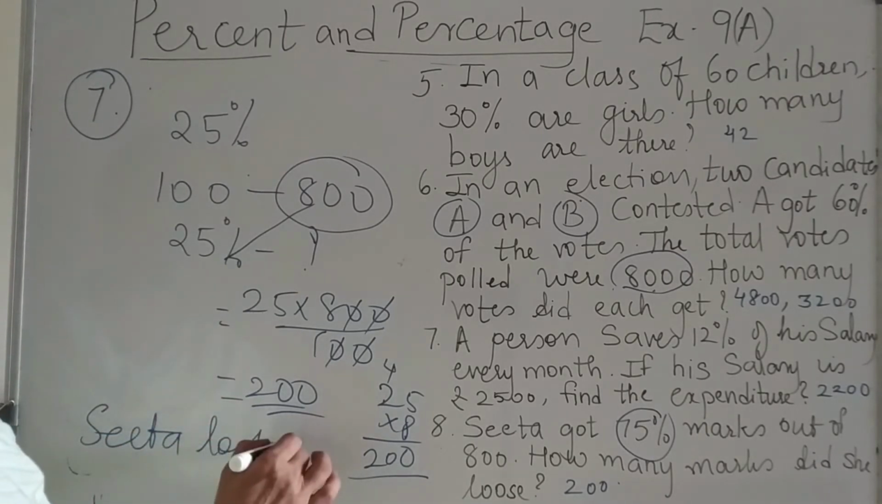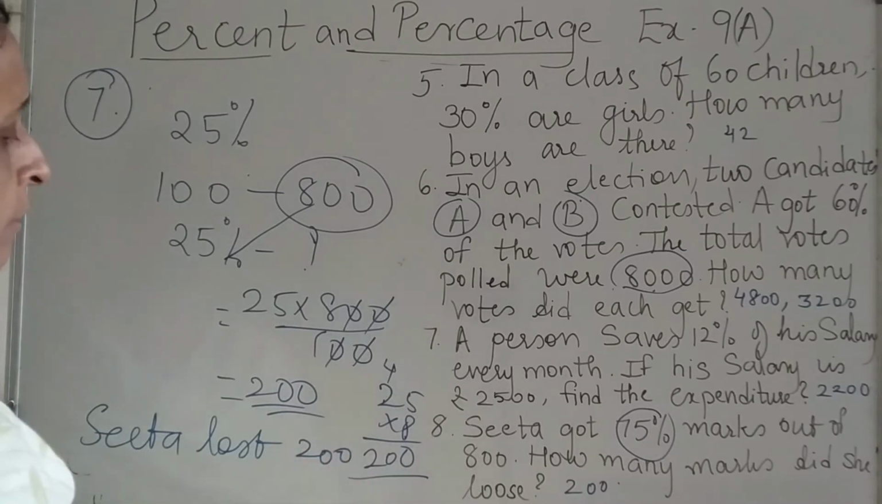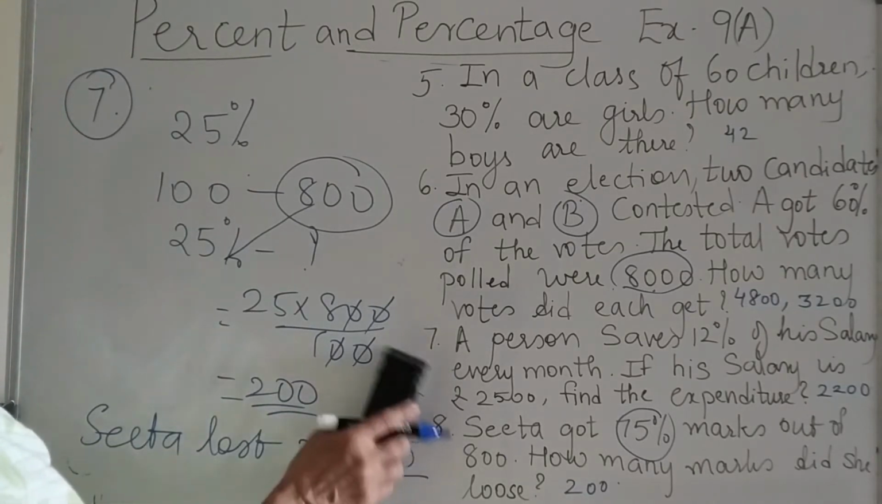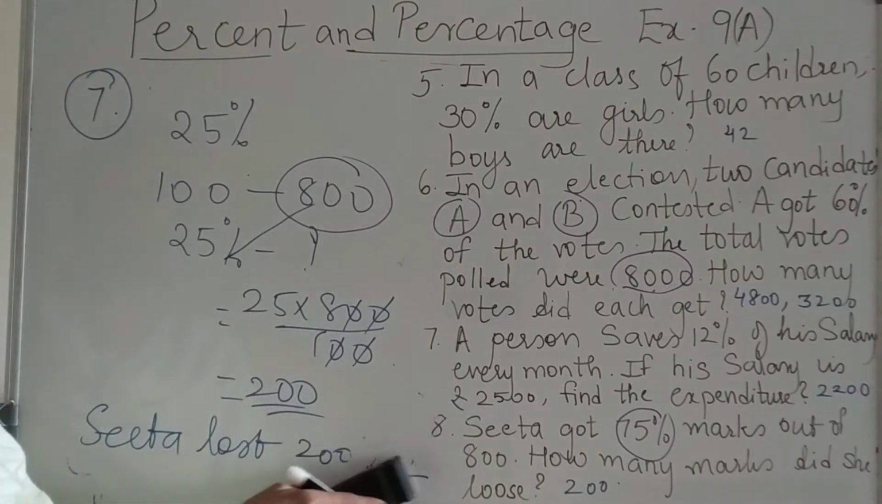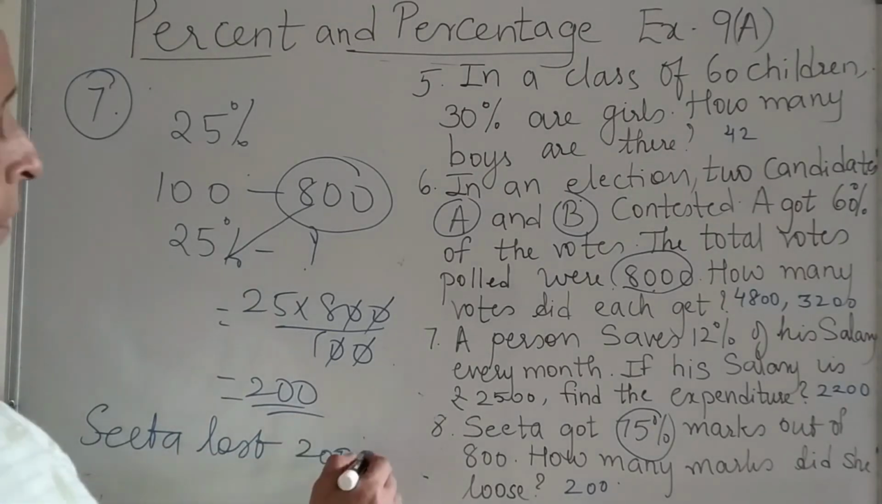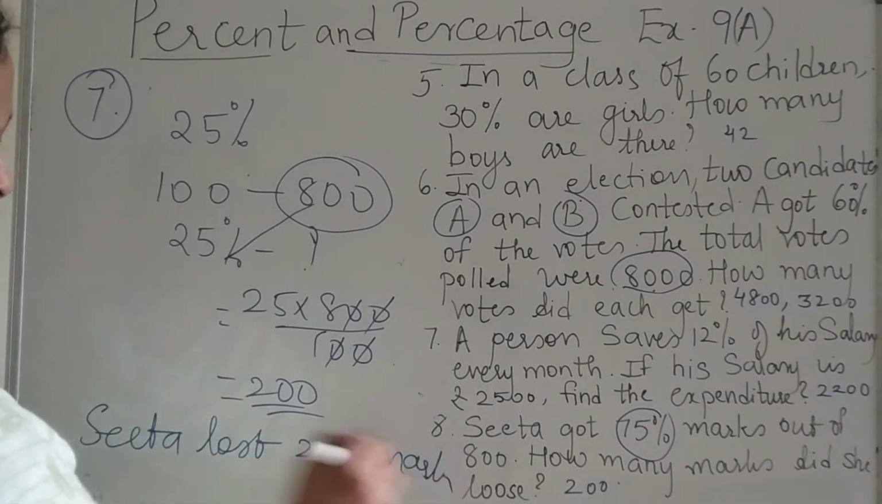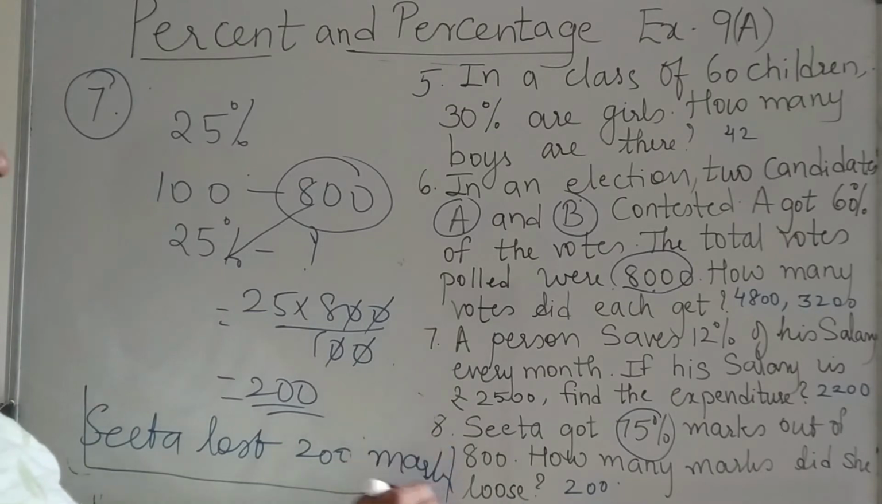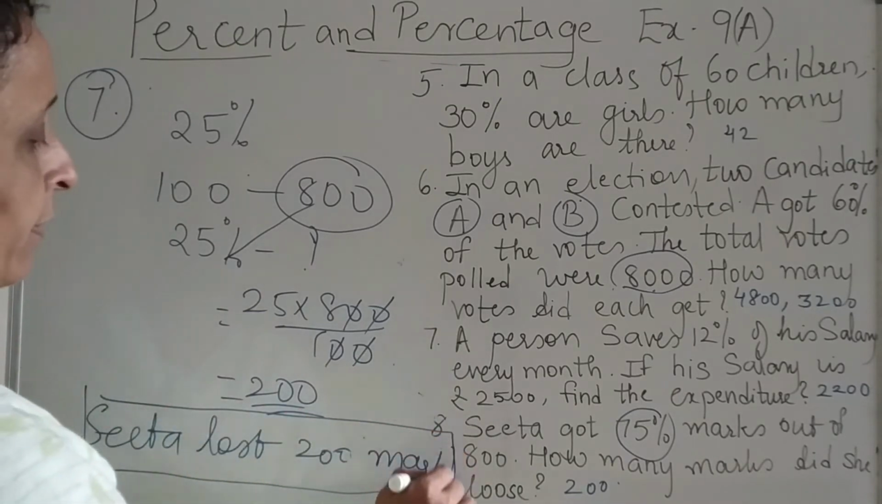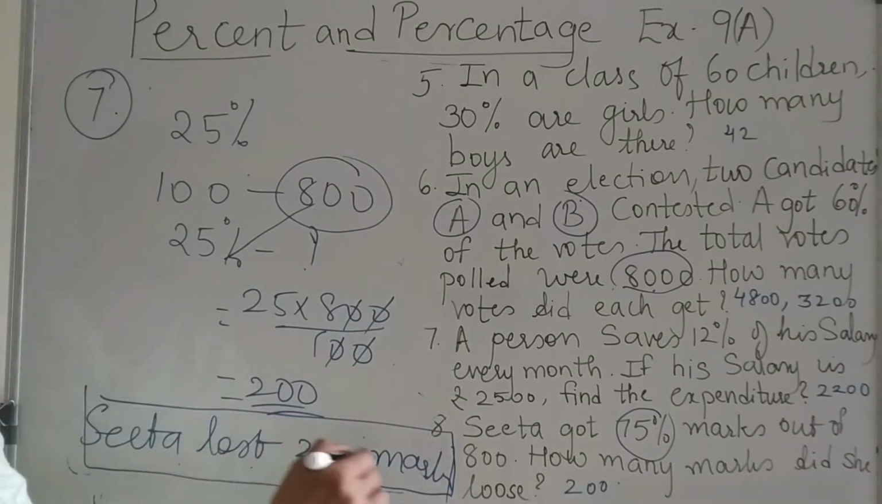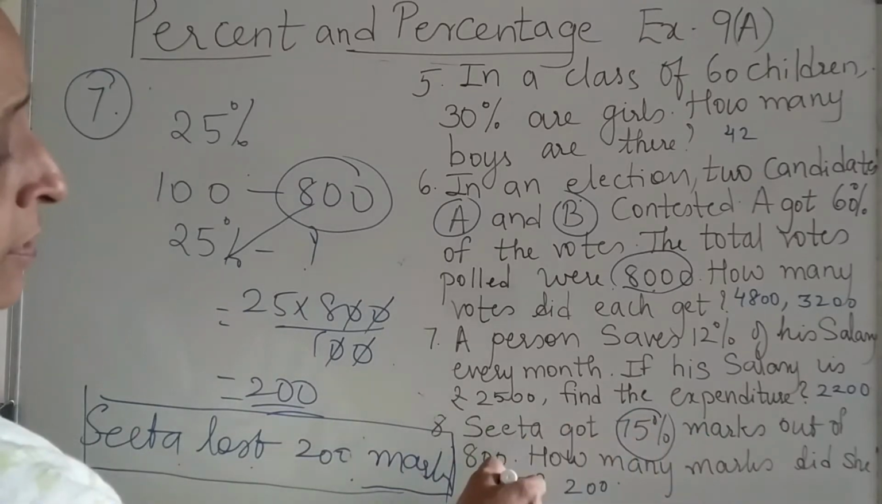Lost 200 marks. This has to be done in the rough work. Put the answer in a rectangle. Whatever you get, put in a rectangle. Sita lost 200 marks.